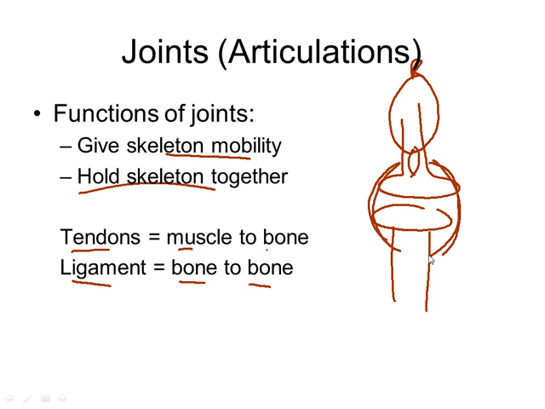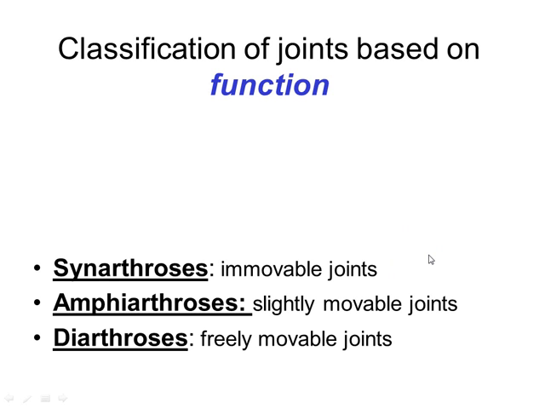Now, when we classify joints, we classify them in several different ways. The first way we classify them is based on function. Does it move? Does it not move? Because some joints don't move. Can you think of a joint that doesn't move? The sutures in your skull, those are joints. That's where two bones come together and articulate. Do they move? No, not when they're fused. They don't move.